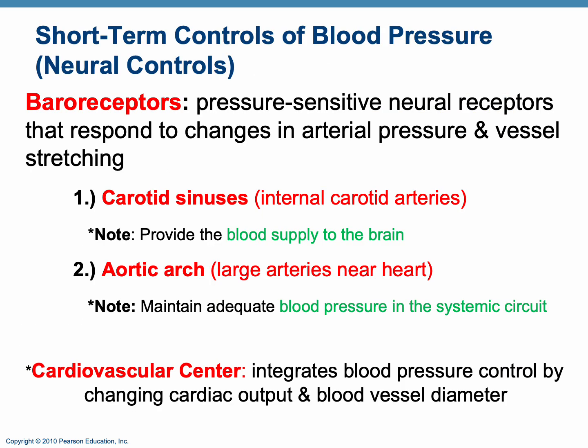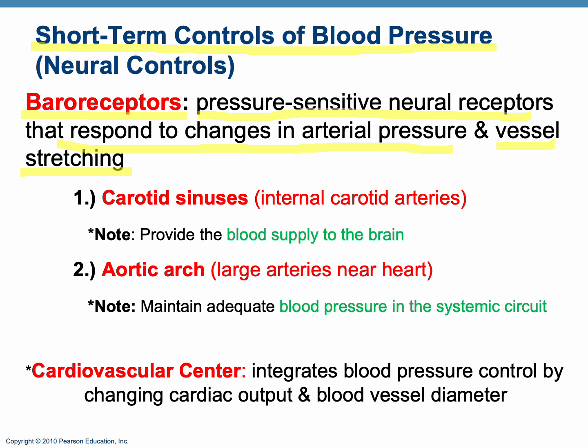We're now going to take a look at short-term controls of blood pressure. This is referring to where temporarily blood pressure increases or decreases. What plays a big role with this process are what are known as the baroreceptors. The baroreceptors are pressure-sensitive neuroreceptors. They're going to respond to changes in arterial blood pressure and also the overall blood vessel stretching.